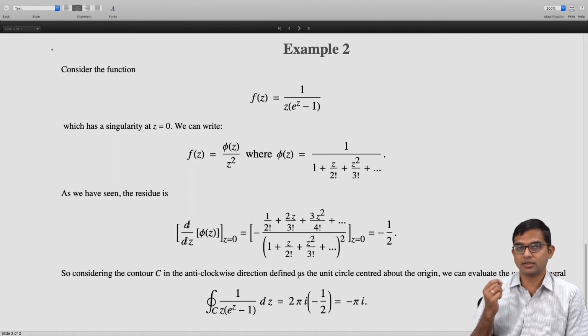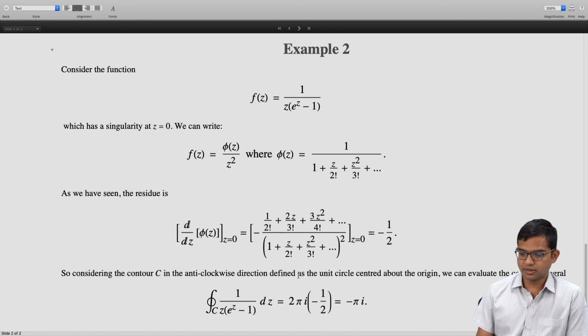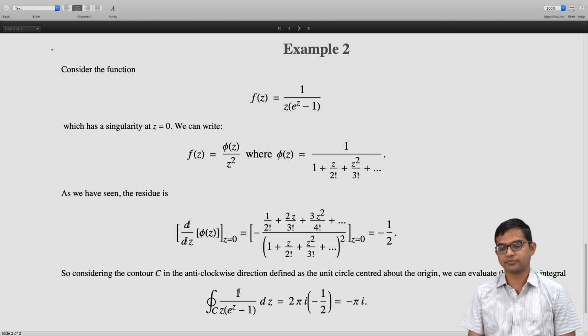because there is only one isolated singularity, and that is at z equal to 0. It's a pole of order 2. We have already worked this out, and so it's simply a matter of writing down the answer now. If you were to take this contour integral, it's going to be 2 pi i times minus a half, so it's just minus pi i.